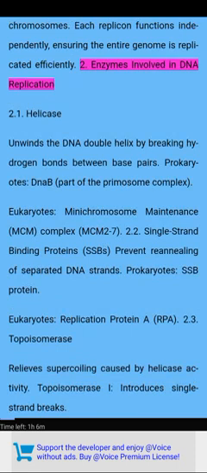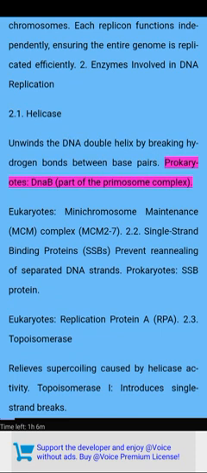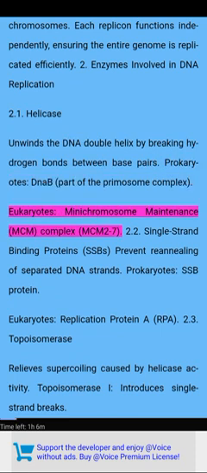2. Enzymes involved in DNA replication. 2.1. Helicase. Unwinds the DNA double helix by breaking hydrogen bonds between base pairs. Prokaryotes: DnaB, part of the chromosome complex. Eukaryotes: minichromosome maintenance, MCM, complex, MCM 2-7.